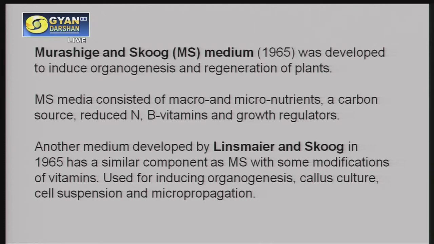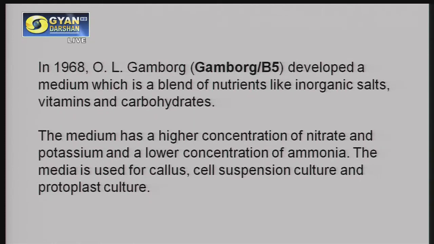Another medium which you have is the Linsmaier and Skoog, which was developed in 1965. It has similar components with some modifications of vitamins, and is used for inducing organogenesis, callus culture, cell suspension and micropropagation. Next, O.L. Gamborg in 1968 developed another medium, Gamborg or B5 medium, which is a blend of nutrients like inorganic salts, vitamins and carbohydrates. But one unique feature of this medium is that it has a very high concentration of nitrate and potassium and a lower concentration of ammonia.